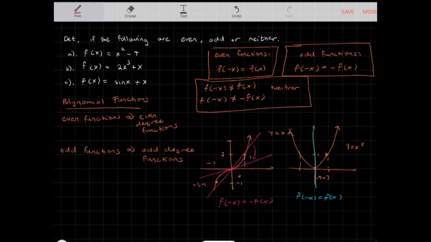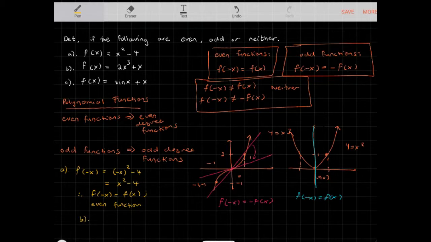So let's do the test for each of these, starting with part A. We can see that this is an even degree polynomial function, so let's test to see if it's an even function. I'm going to do f of negative x. You get negative x squared minus 4, which is x squared minus 4, and this looks like its original function, f of x. Therefore, f of negative x is equal to f of x, and this is an even function. That is part A.